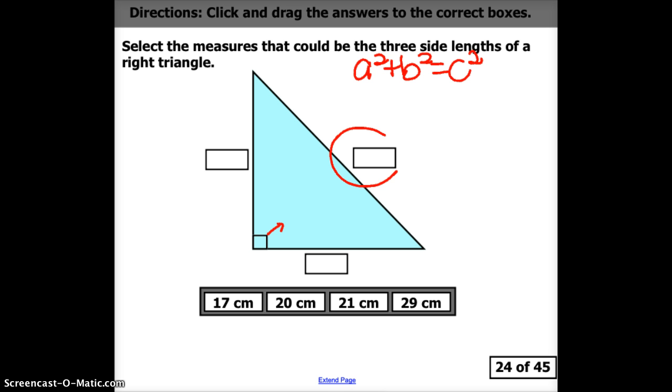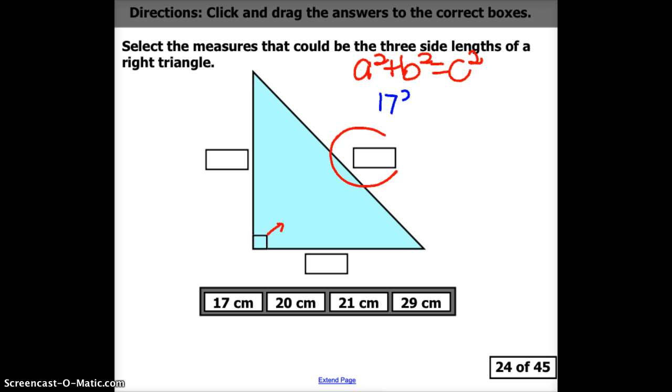17 and 20 would have to be the side lengths if it is 21. So I only have two choices for that hypotenuse. So that's just a good thing for me to note. I'm going to start by inspecting 17 and 20 as potentially being the two side lengths because they're the two smallest, the two legs of my hypotenuse.